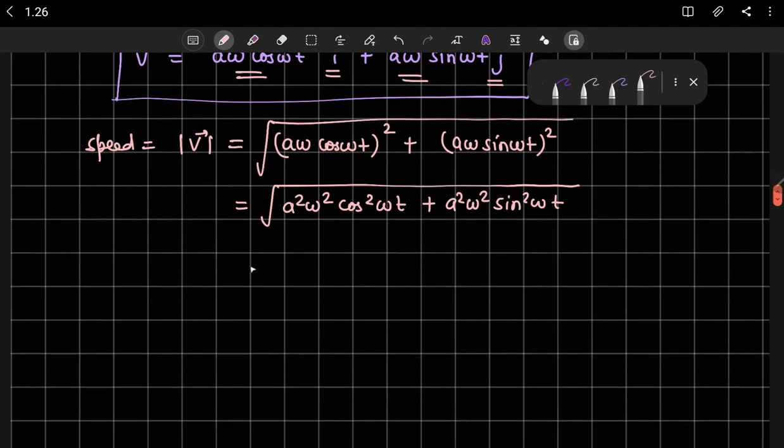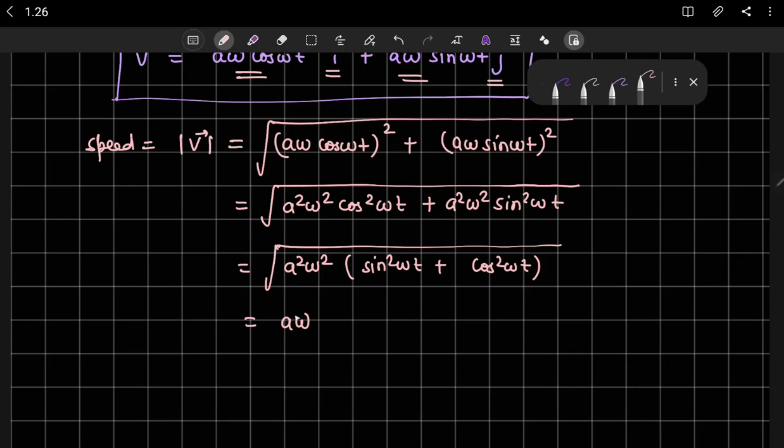So from here we can write it as a square omega square (sin square omega t plus cos square omega t) under root. And from here we will get a into omega, as sin square omega t plus cos square omega t is 1. So this is the value of speed we got.